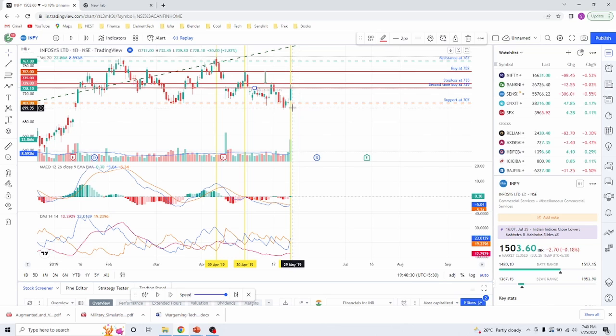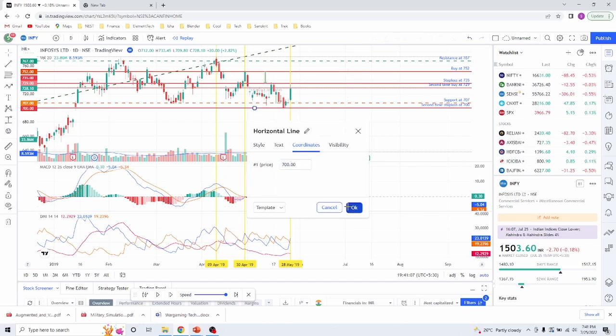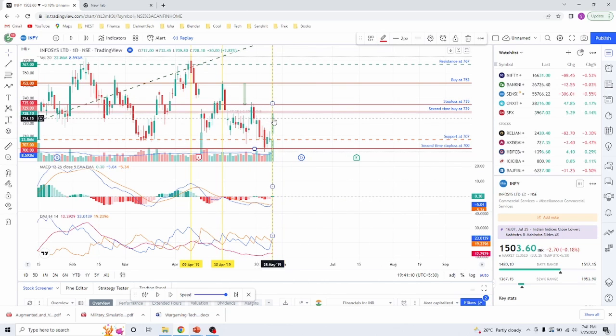Okay, so what we will do in this case is go a little bit lower than the support, which is 707. We will set a stop loss at 698, or rather 700. So let's set a stop loss at 700. I will hit Alt H again, then go to settings. This is our stop loss, which means that if our stock price closes below 700, we are going to exit the trade again, like we did before. So let's see what happens this time.